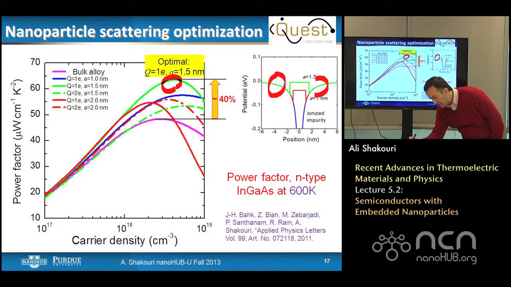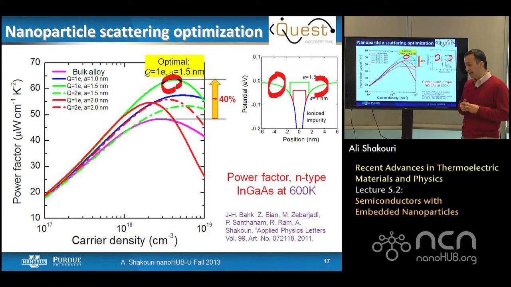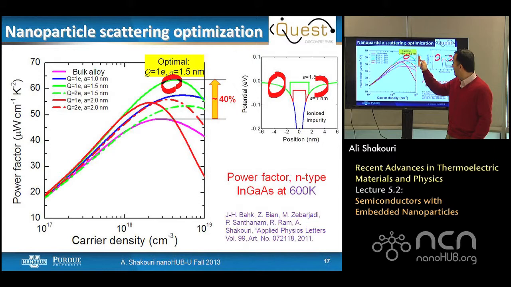And in a very simple Fermi golden rule picture, a spatial Fourier transform of this potential profile gives you the energy dependence of a scattering time. And this slowly varying one can give you a large energy dependence, high frequency scattering terms, that changes the frequency dependence of the scattering time, as a result improving the power factor. That's how these tails play a role. At the end, the most we can do is maybe 40% here, ideal case.